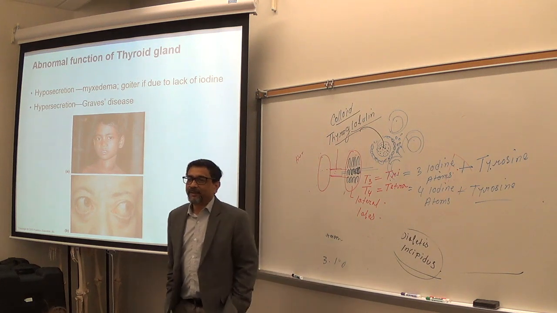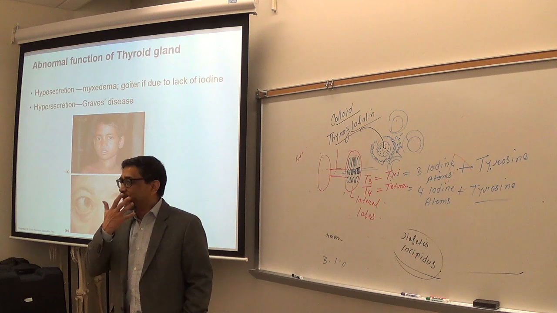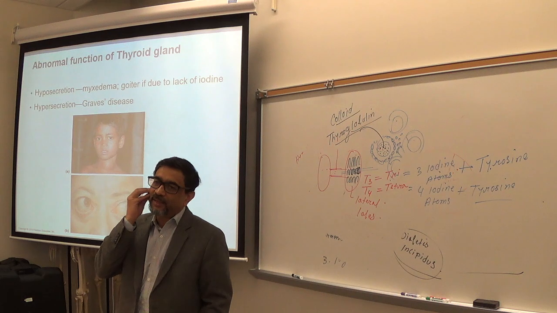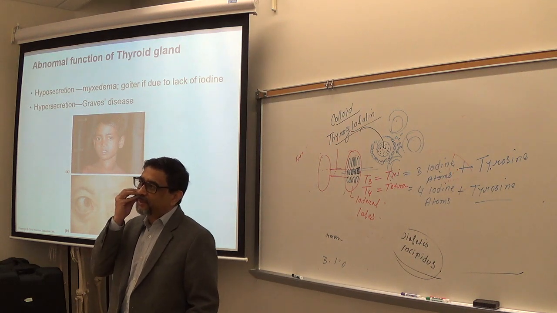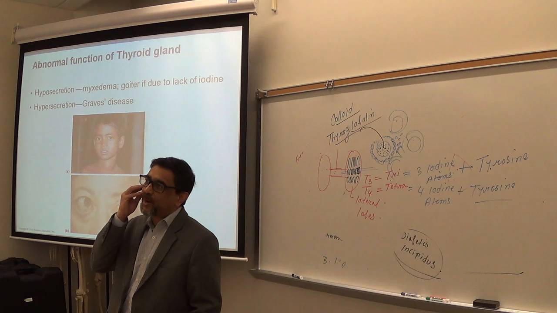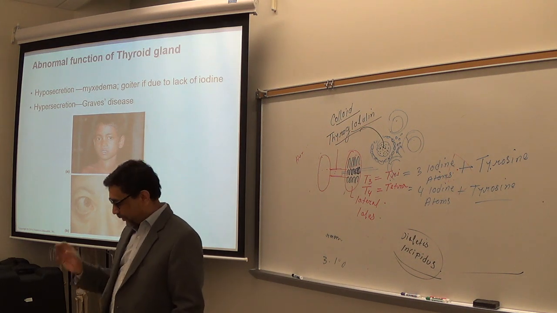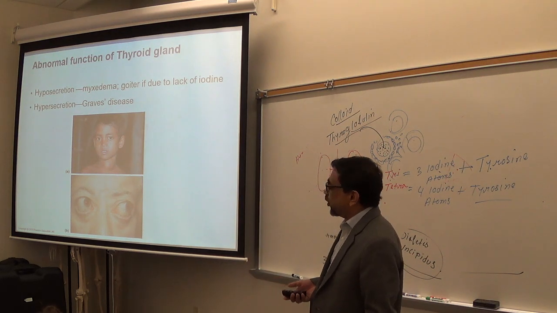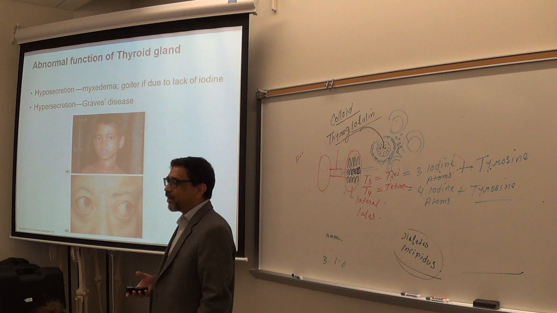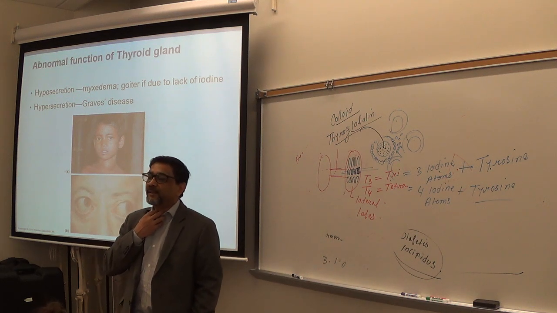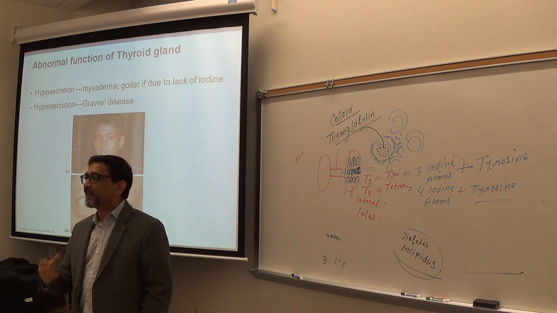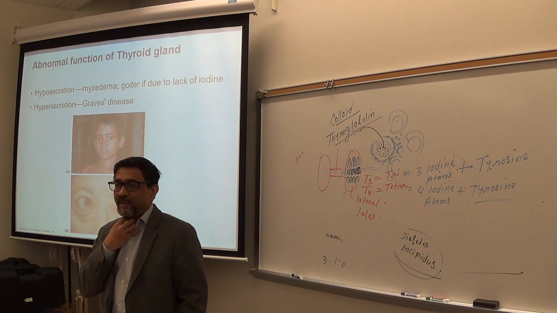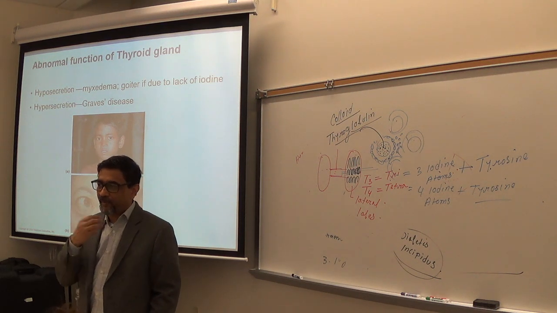Myxedema, the person, particularly the face area, has puffiness in the face. Okay, you will feel that person has water under the skin. Okay, puffiness of the face. Edema, edema. Goiter is the enlargement of the thyroid gland. So, in hyposecretion, the thyroid gland will get enlarged, and that is called goiter. You can see from outside.